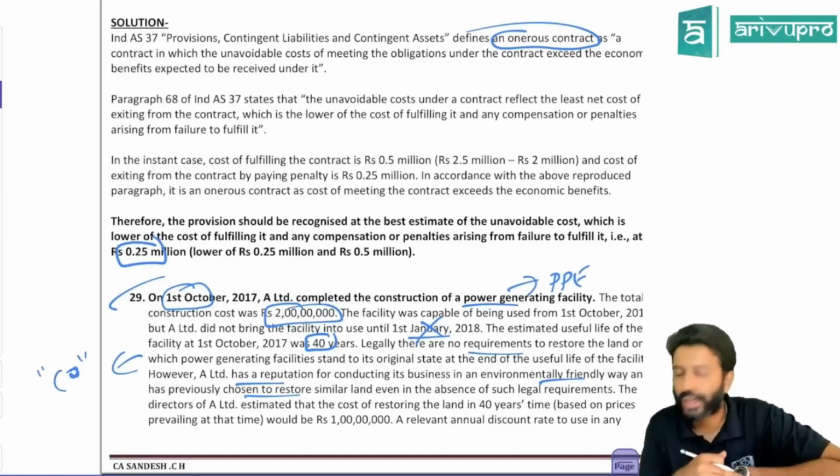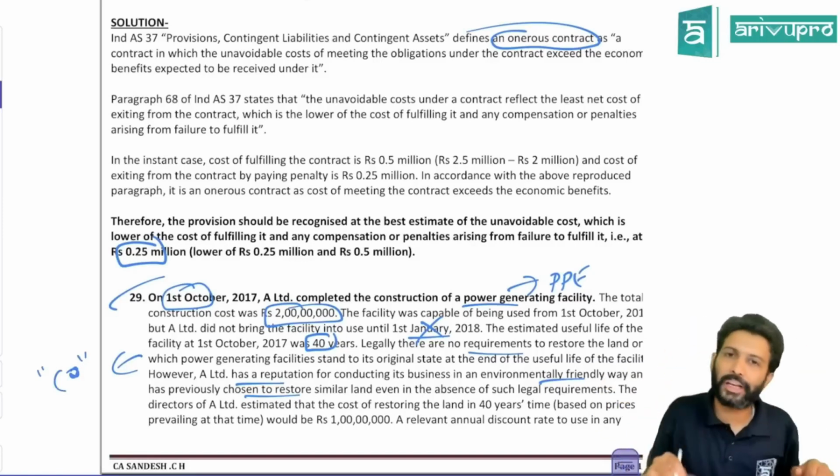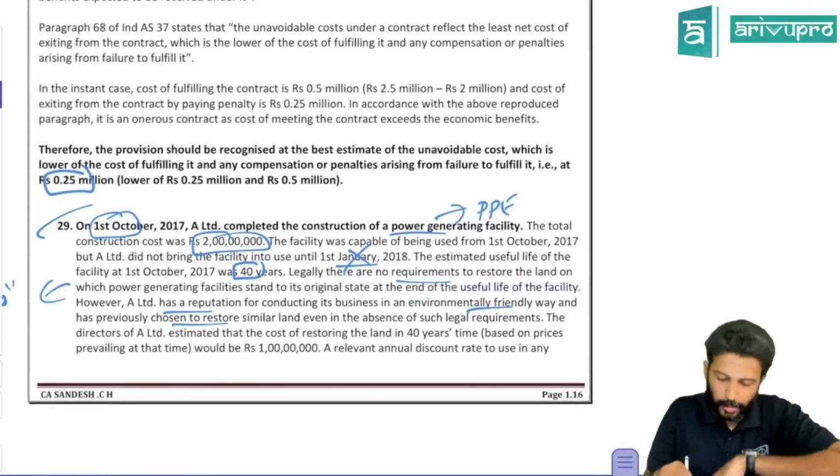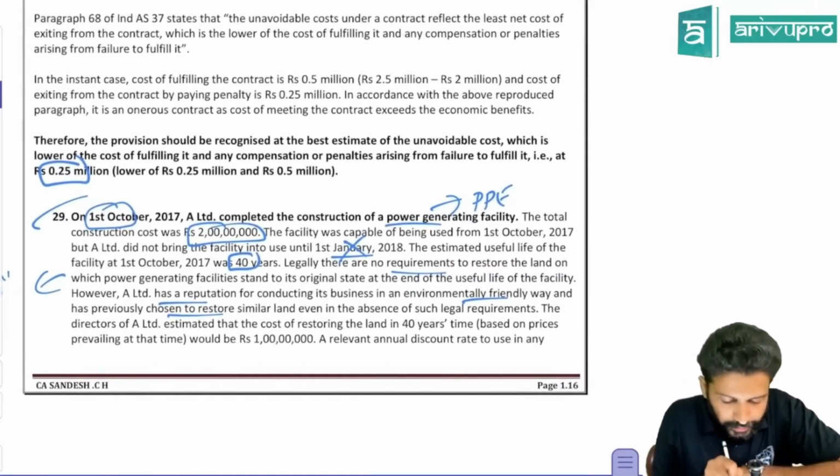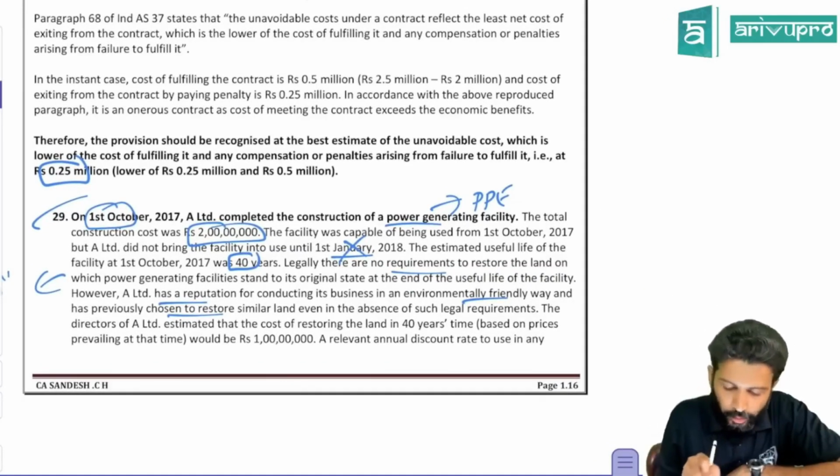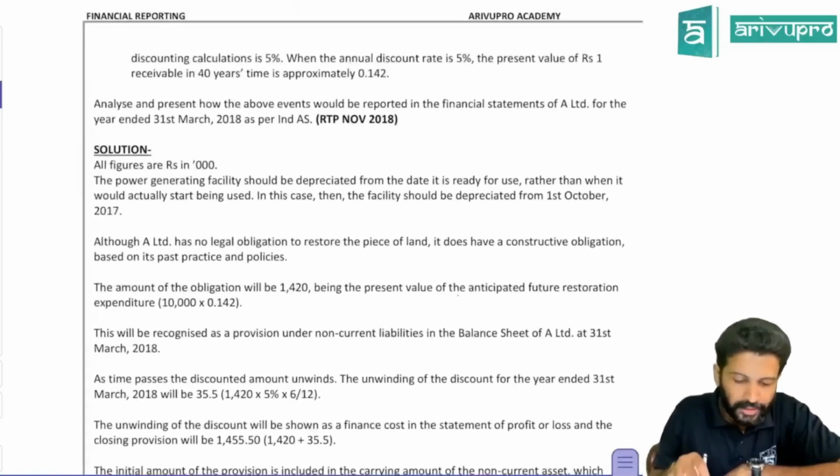It could be a constructive obligation also. So your constructive obligation is there. So will you make a provision now? Yes, probably. The directors estimated that the cost of restoring the land in 40 years time would be 1 crore. This is a future value. Will we make the provision for DSR at future value? No, we have to use present value.